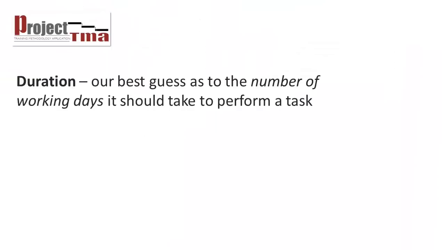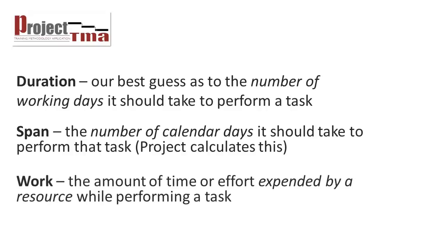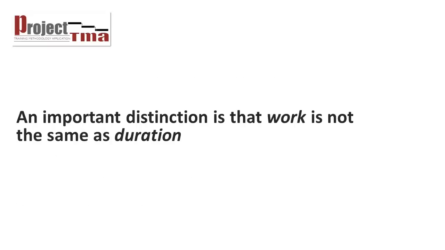Duration is our best guess as to the number of working days it should take to perform our task. Span is the number of calendar days that it should take to perform the task, and if we've set up Project correctly and linked all of our tasks and taken care of the calendars, Project will calculate this on its own. Work is the amount of time or effort expended by a resource while performing a task. An important distinction here is that work is not the same as duration.